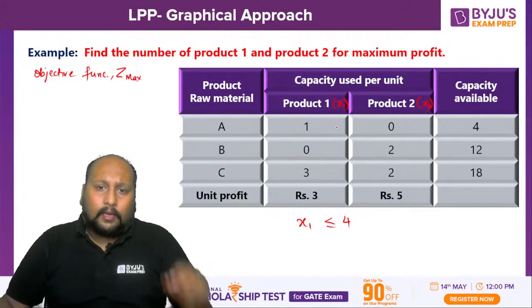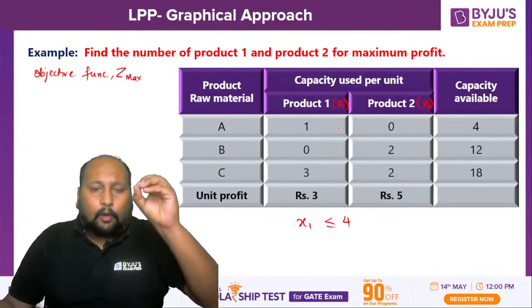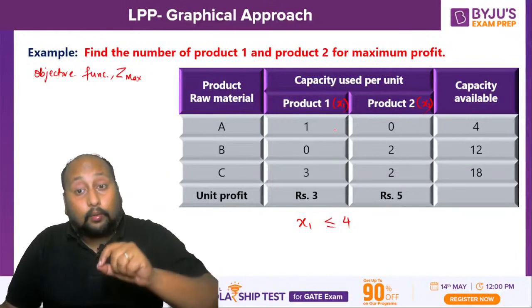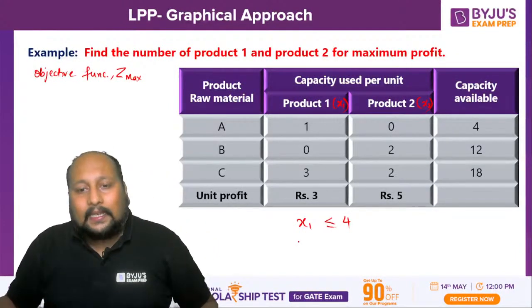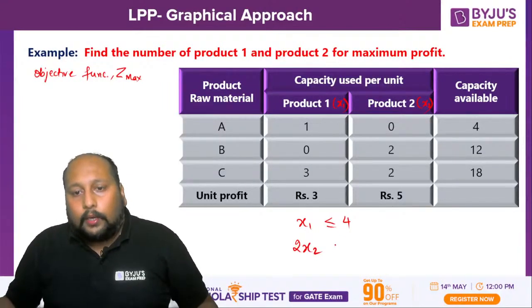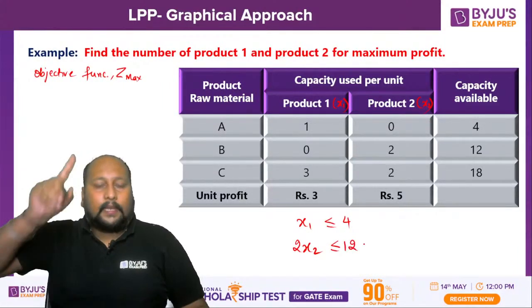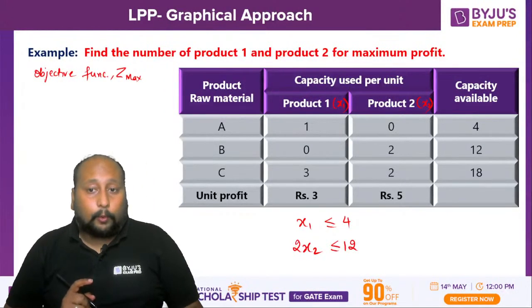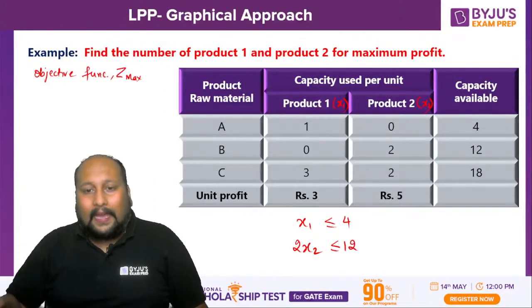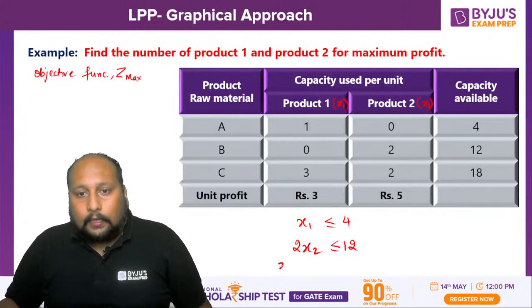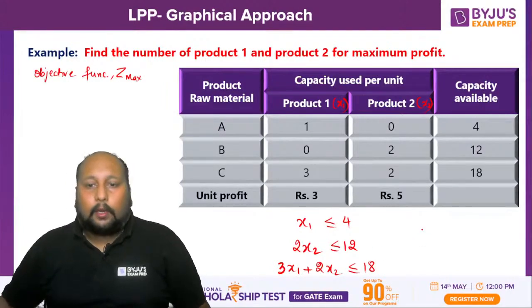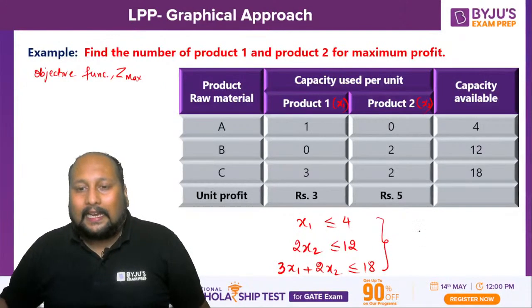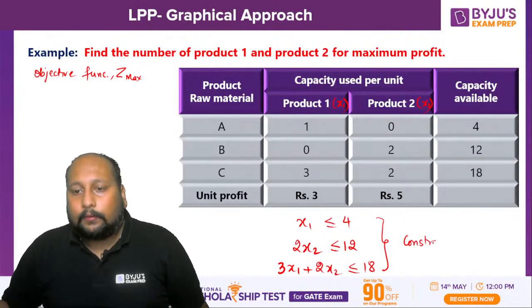Here we are talking about product 1, where 0 units of raw material B is required. In product 2, to manufacture 1 unit of product 2, you require 2 units of raw material B. So can I say 2x2 is less than or equal to 12? Yes, 2x2 is less than or equal to 12, right? And the last one we can say is 3x1 plus 2x2 is less than or equal to 18. So here we have created the constraints.